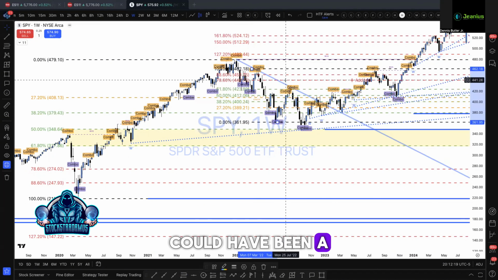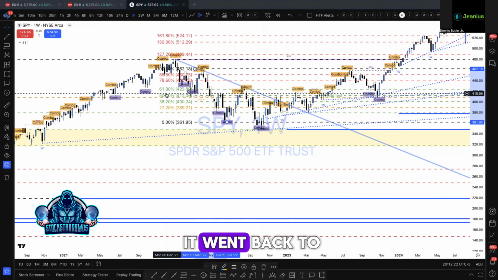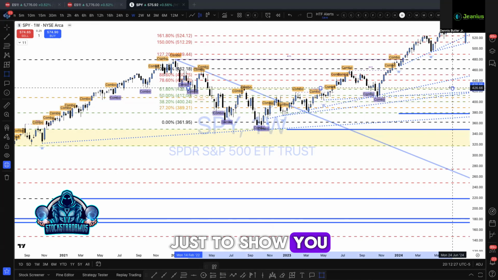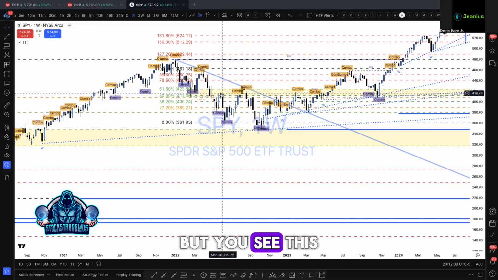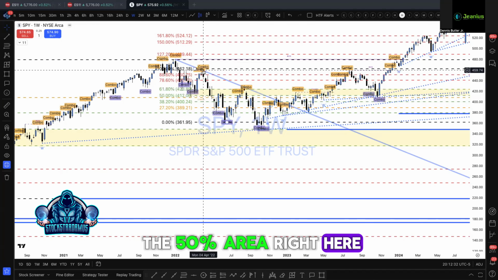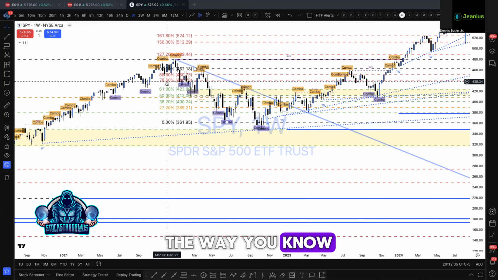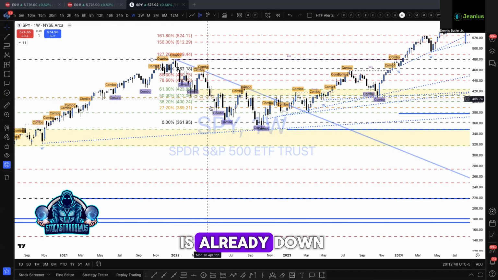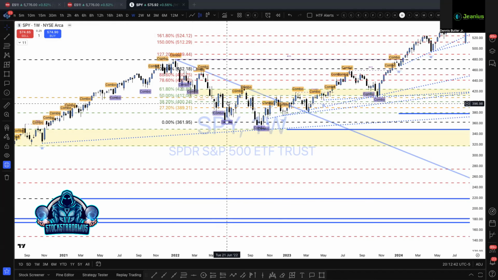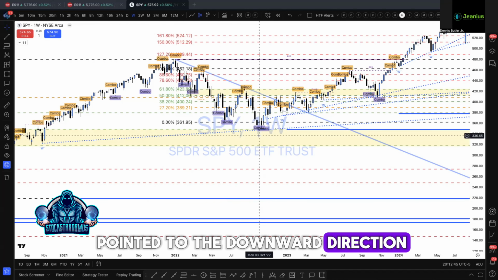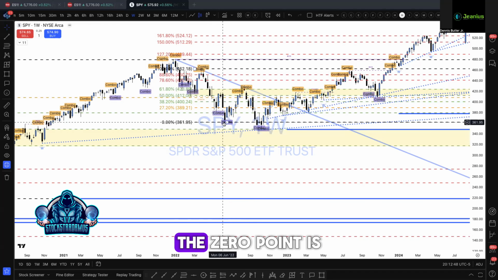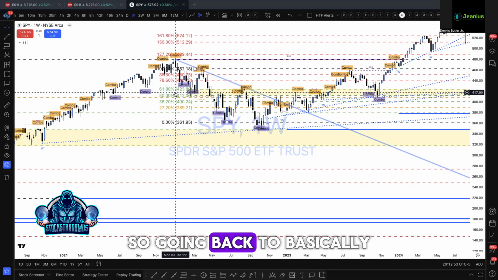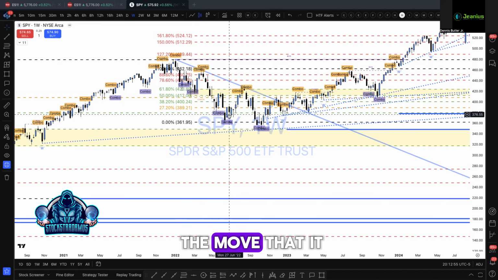So this right here could have been a Fibonacci retracement here, which you see where it went back to the 50% area right here. And this is me doing a sidebar just to show you how crazy this works. But you see this, it went back to the 50% area right here from this high to low. And the way you know how to use the Fibonacci retracement is the high to low has to go with the trend. So if this trend is already down, this high to low needs to be pointed to the downward direction. So your Fibonacci retracement needs to be, the 0 point is the point where it stops at, where it starts to retrace backwards. So basically it retraced 50% of the move that it already made.